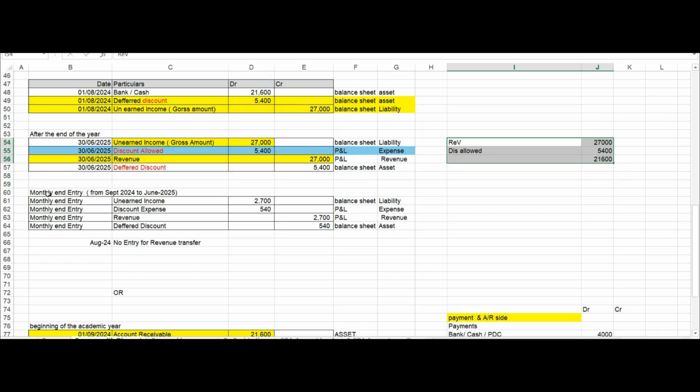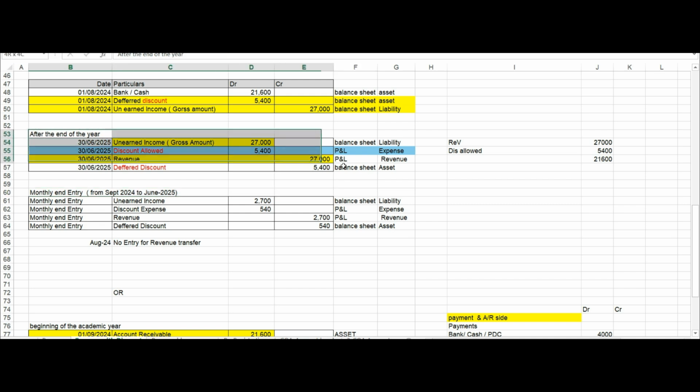And the same if you want to do the monthly entries, this was just for the sake of understanding. I gave you the example that if you do one entry at the end of the year, so that the concept is clear. So what if these entries were being done monthly, what will happen? Unearned income debit with the gross amount of 2,700, and revenue credit with gross amount of 2,700. But we have discount as well.